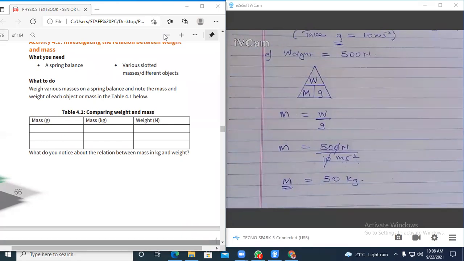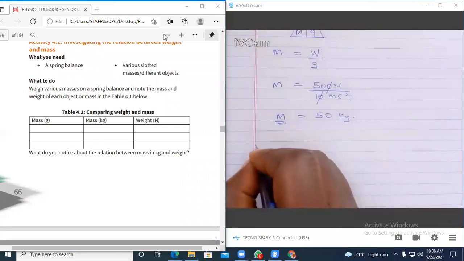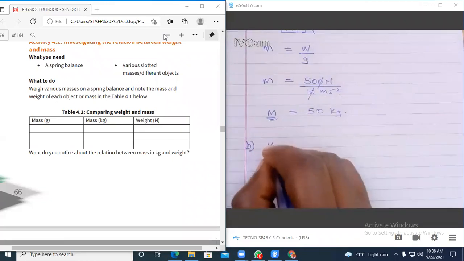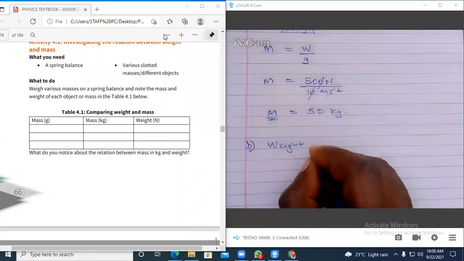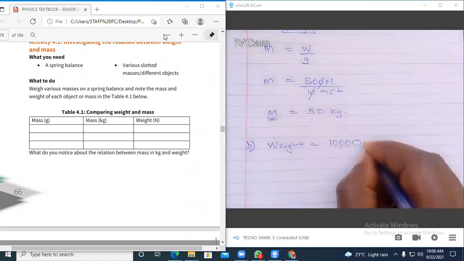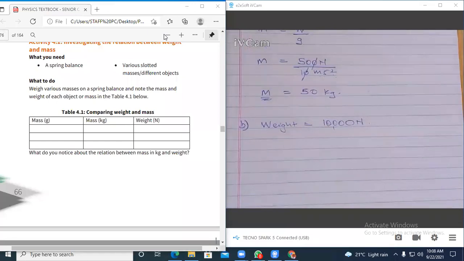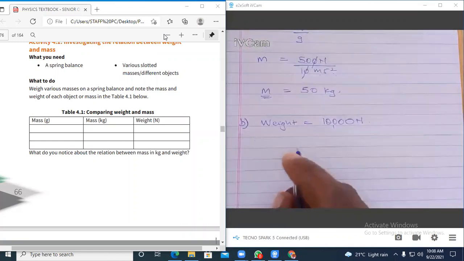Okay, so I'm going to ask you another question. Are we together? Yes. Okay, so part B, do for me this one. If weight is equal to 1... So what is the answer there? Very fast, someone has the answer. 1,000 kilograms. Correct, 1,000 kilograms.